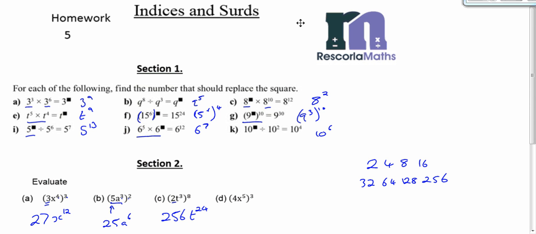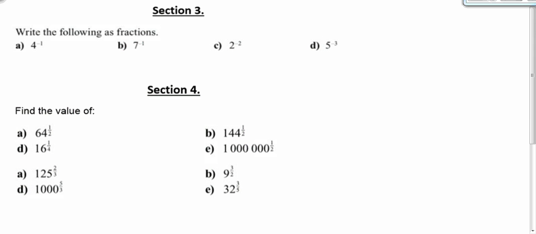Next one is 4 times 4 times 4, so that's going to be 64, and multiplying the powers gets us x to the power of 15. Well done if you've got all of those ones.